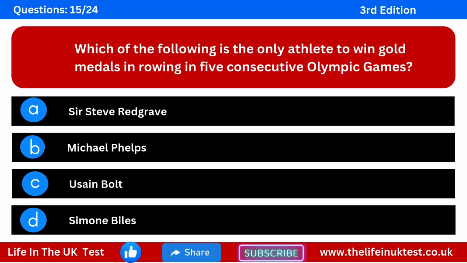Question 15. Which of the following is the only athlete to win gold medals in rowing in 5 consecutive Olympic Games? Option A, Sir Steve Redgrave. Option B, Michael Phelps. Option C, Usain Bolt. Option D, Simone Biles.